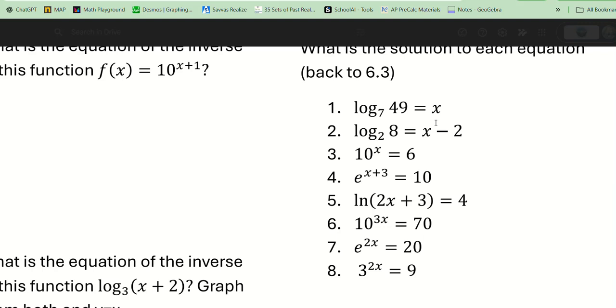I don't know. It could be 7 or 2. I'm guessing 2, because x would be like the exponent if you put it in exponential form. Okay. Sorry. It would be 2.